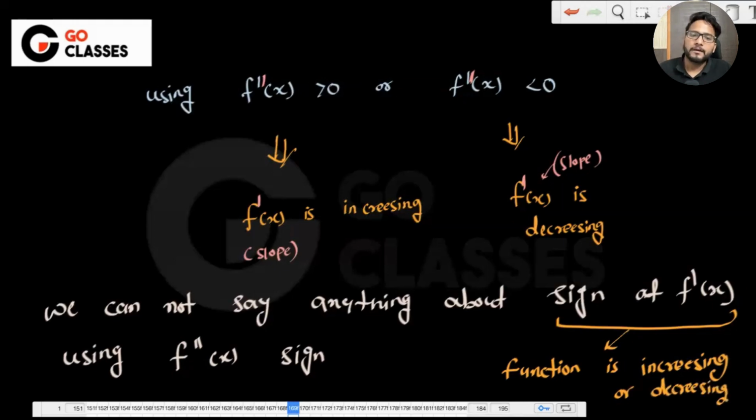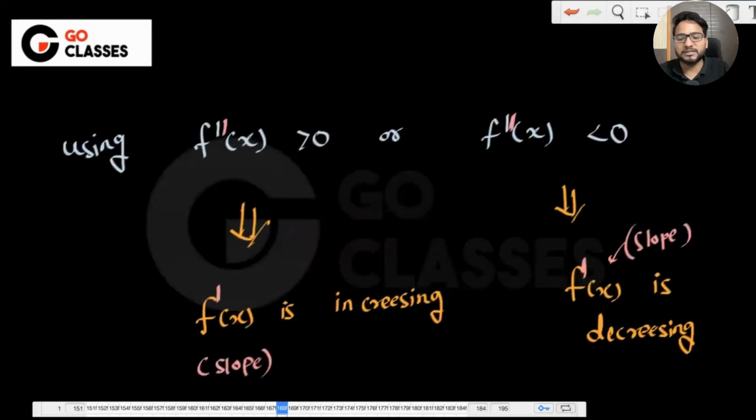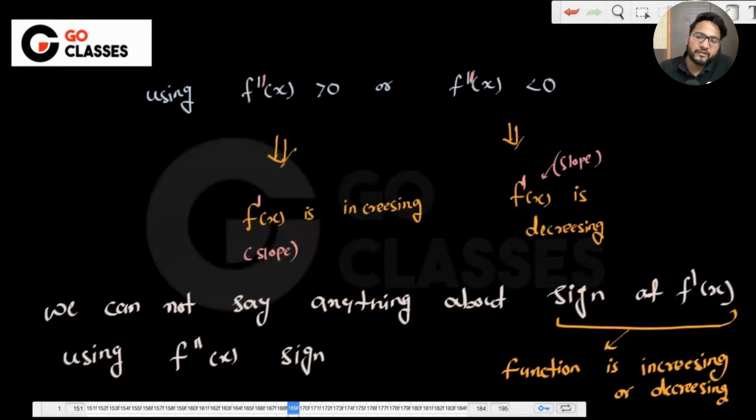Okay. So basically, let me just summarize this. Using the sign of f'(x), you can say function f(x) is increasing or decreasing. Using the sign of f''(x), you can say f'(x) is increasing or decreasing. That's all. Now, using the sign of f''(x), can you say anything about f(x)? No. Is this okay to everyone?